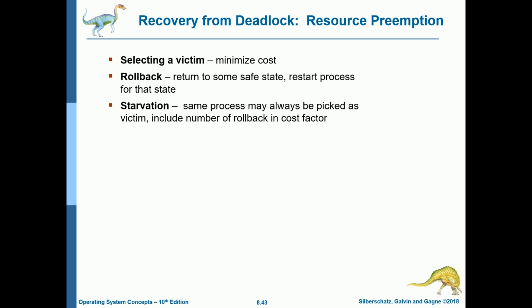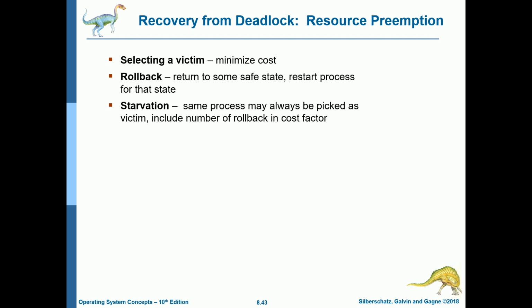Rollback. If we preempt a resource from a process, what should be done with that process? Clearly, it cannot continue with its normal execution. It is missing some of its needed resources. We need to roll back the process to some safe state and restart it from that state. Since in general it is difficult to determine what a safe state is, the simplest solution is a total rollback. This means we abort the process and then restart it. Although it is more effective to roll back the process only as far as necessary to break the deadlock, this method requires the system to keep more information about the state of all running processes.